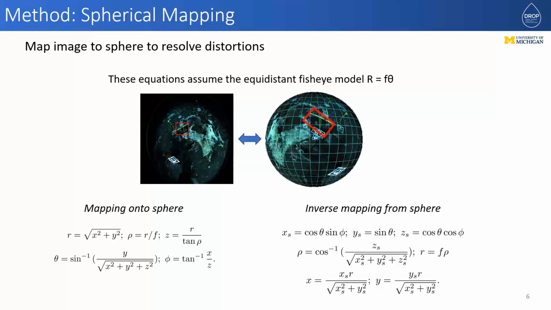In this work, we assume a fisheye camera following the equidistant projection model, though the method generalizes to any projection model that can be mapped to a sphere. To deal with the visual ambiguity induced by the distortions, we first map the image to the unit sphere, where f is the camera focal length, x and y are the coordinates of a pixel on the fisheye image, and theta and phi are the polar coordinates of the corresponding pixel on the sphere.